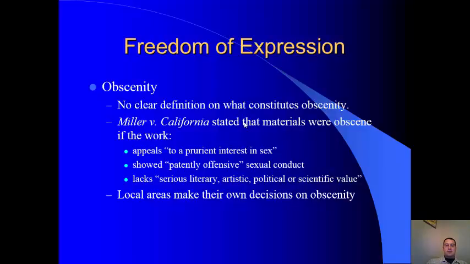So Miller v. California set up that standard. If the work appeals to a prurient interest in sex, which means a really bad interest, or a particularly vile interest, that's patently offensive, and it lacks any kind of serious literary, artistic, political, or scientific value, then it's not protected speech, right? So it's obscene speech and it's not protected, and it can be regulated. A lot of local areas make their own decisions on this obscenity, so you see zoning that doesn't allow adult shops and things of that nature.